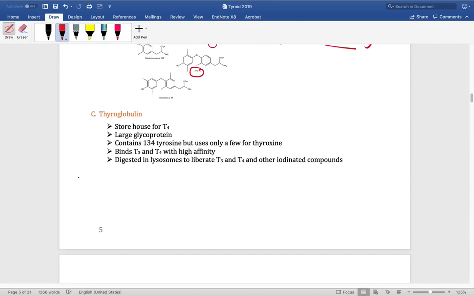All right. So let's talk a little bit about thyroglobulin. Thyroglobulin is a storehouse for T4. It's a large glycoprotein. It contains 134 tyrosines, but only a few of those tyrosines are going to be converted to T3 and T4. Thyroglobulin binds to T3 and T4 with high affinity, and thyroglobulin will be digested in the lysosomes to liberate T3 and T4 and other iodinated compounds.